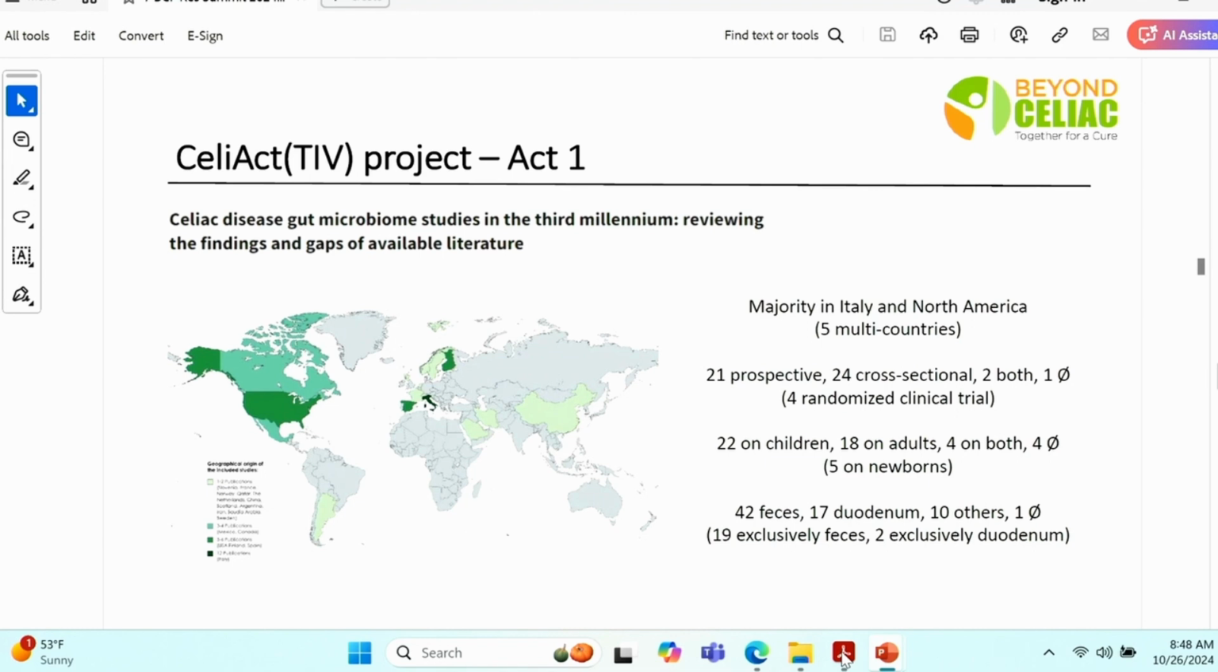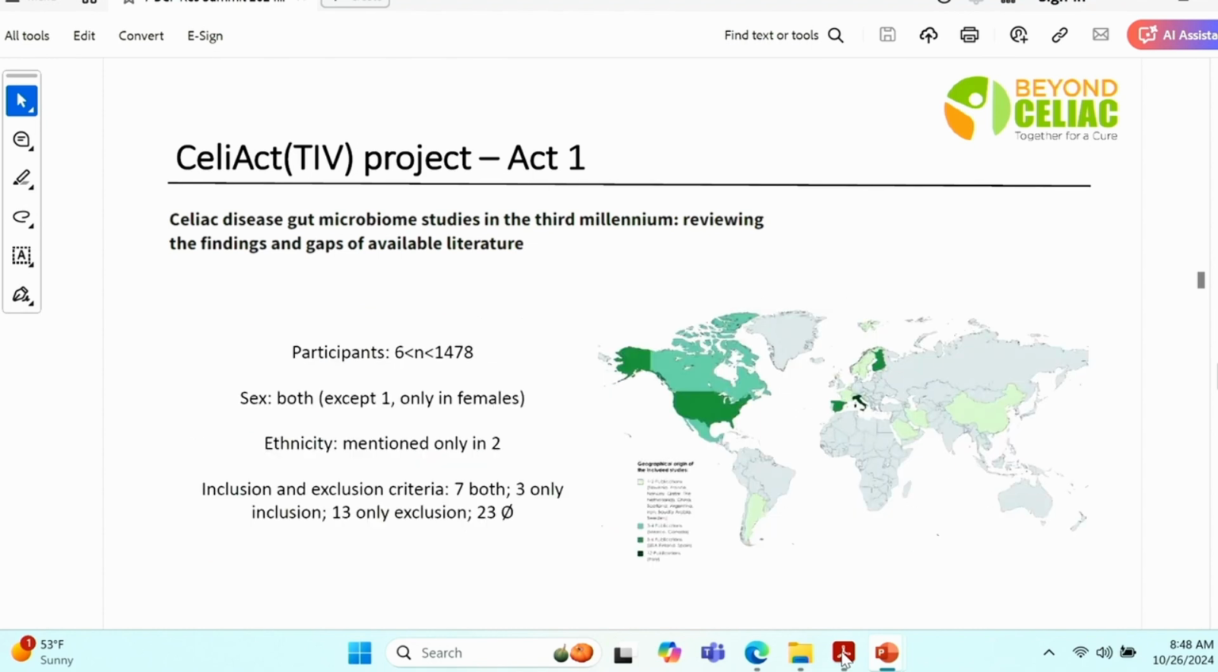Some studies were prospective, others were cross-sectional. Some studies focus on children, others on adults, only 4 on both, and 4 didn't present the population they studied. The majority was on feces. Some studied duodenum. So there's a huge variability of approaches in this area. Even the number of participants ranged from 6 to more than 1,000.